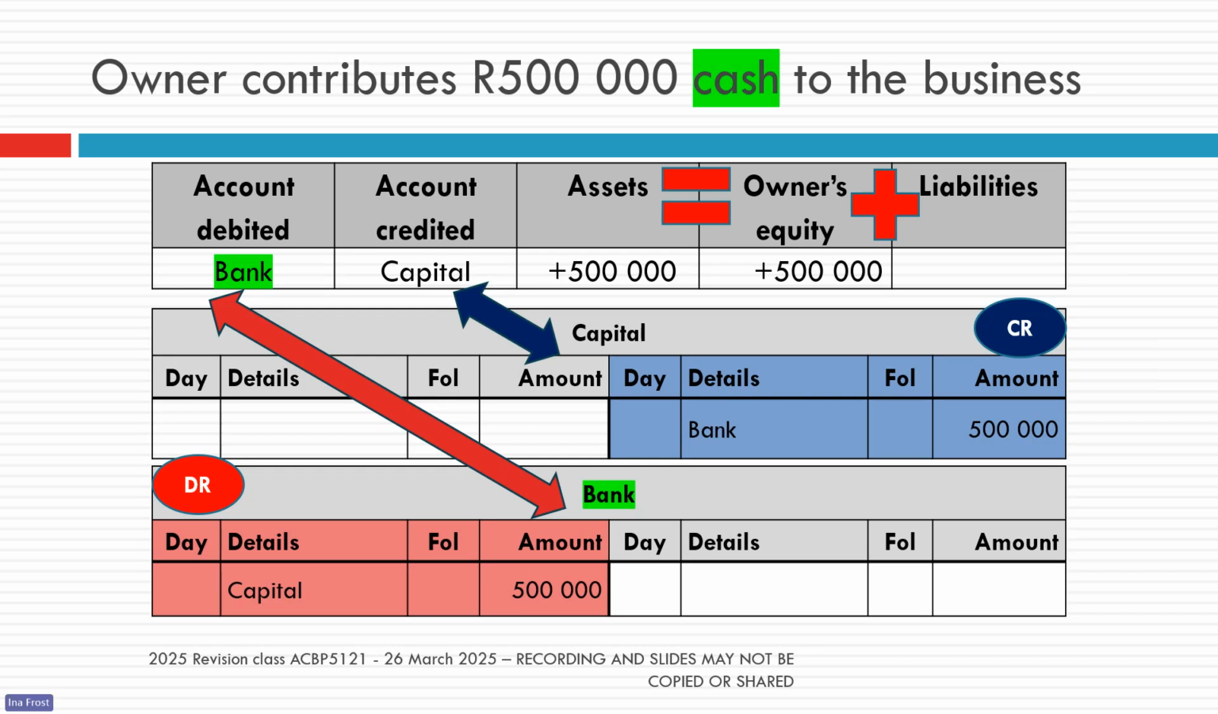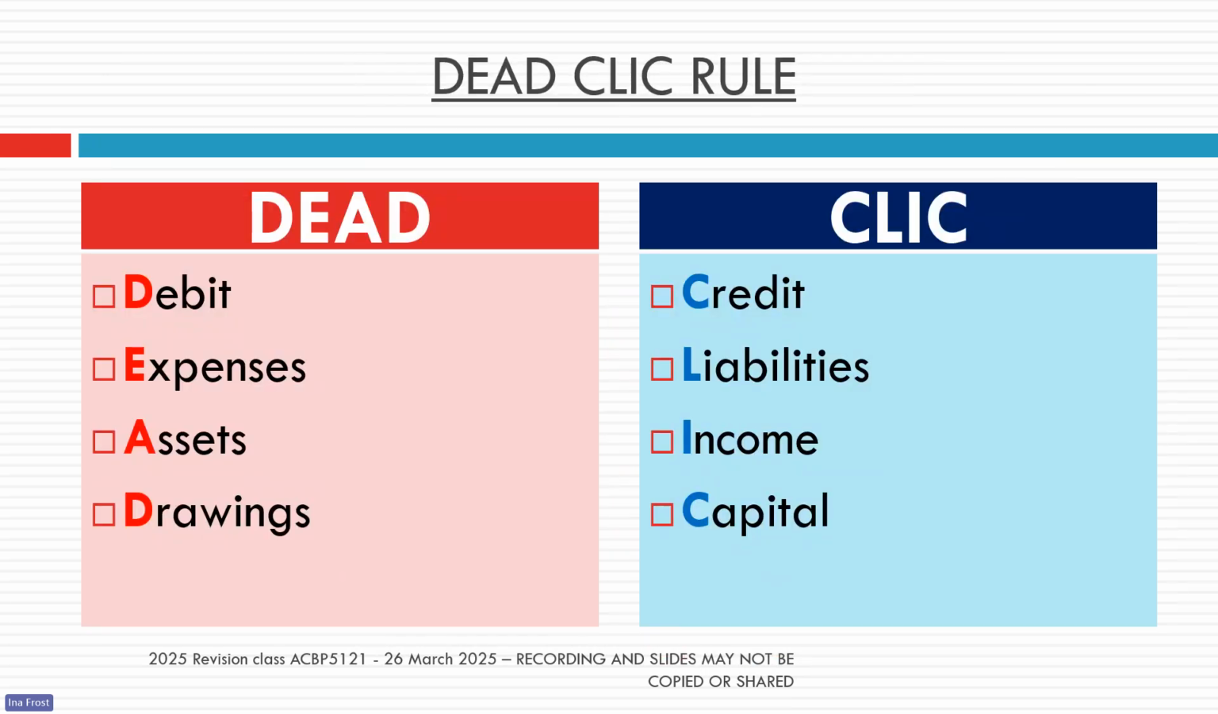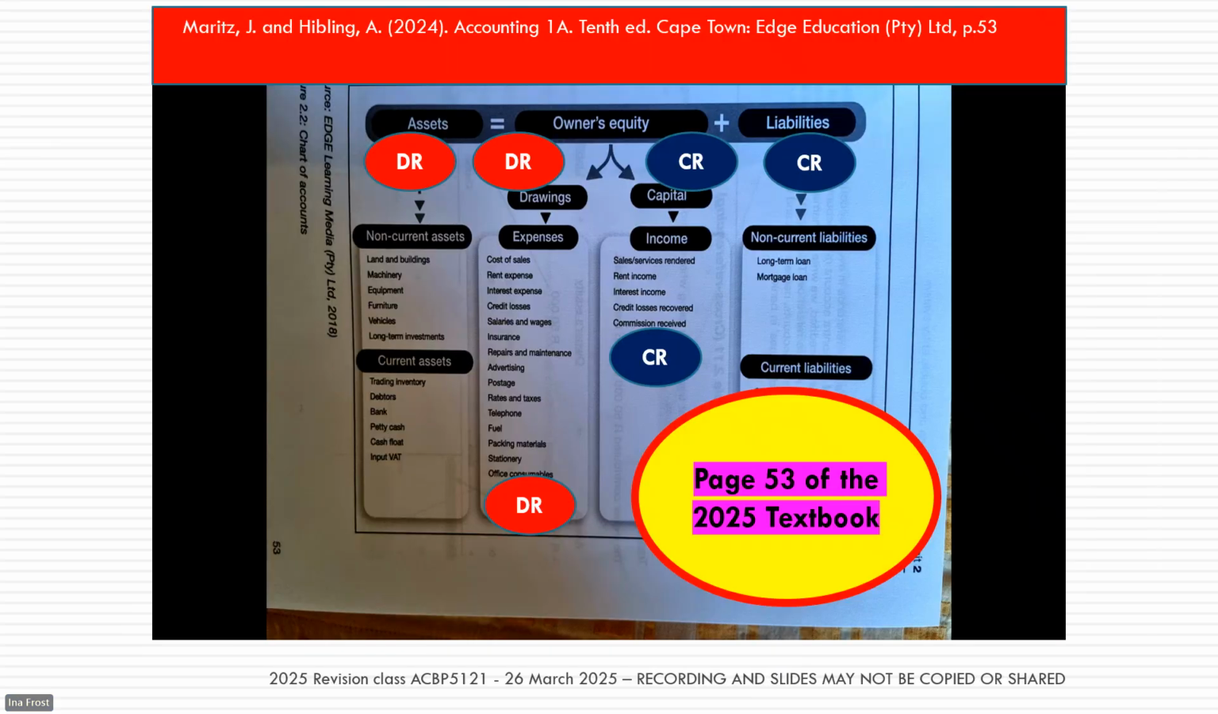So it's really important to remember that little acronym DEAD CLIC. Write it quickly down on your test paper, because that will help you so much in understanding, do I put it on the debit side or the credit side of a particular account? For DEAD, it means increases go debit. For CLIC, it means increases must be credit.